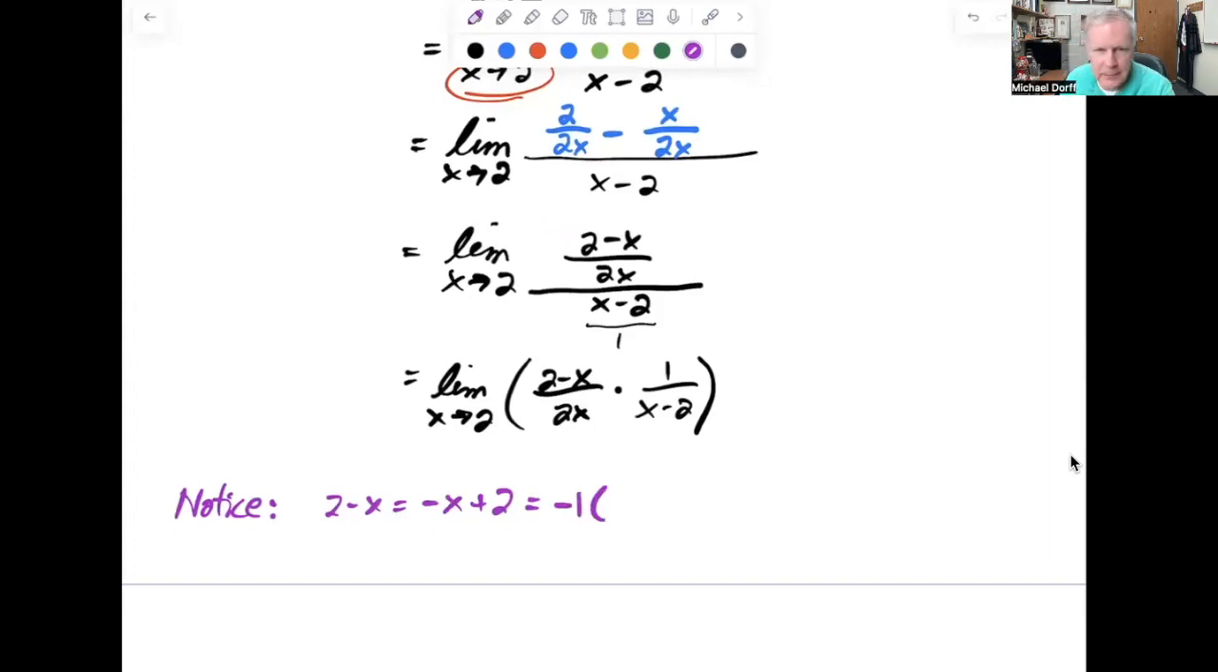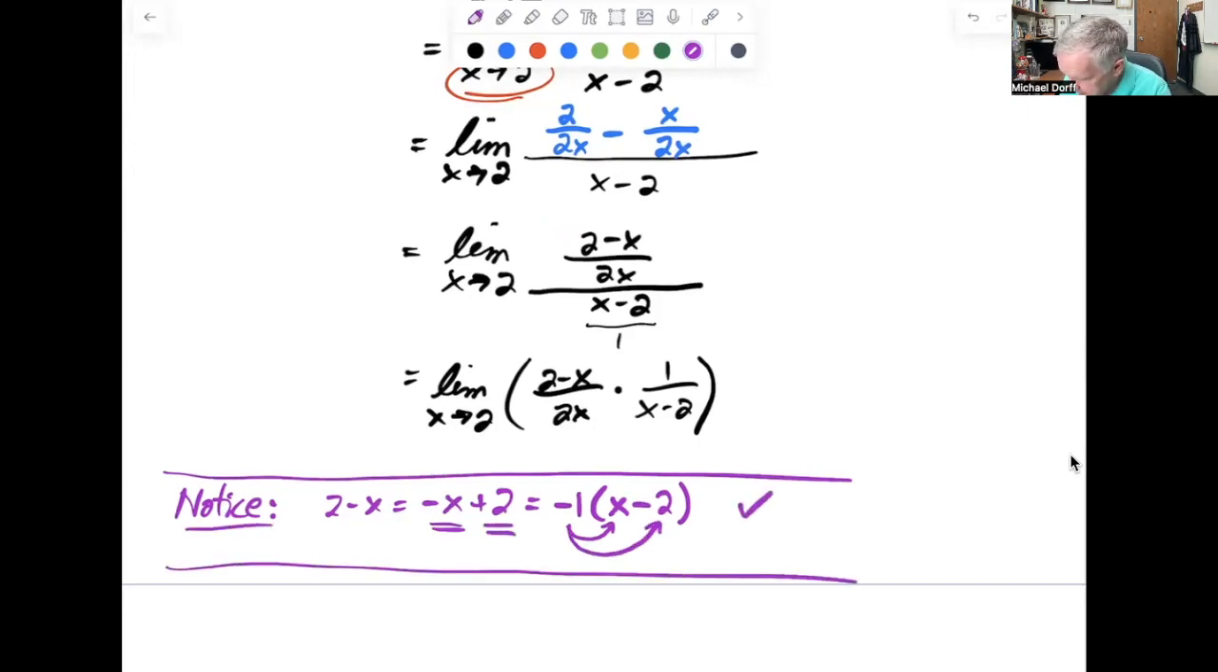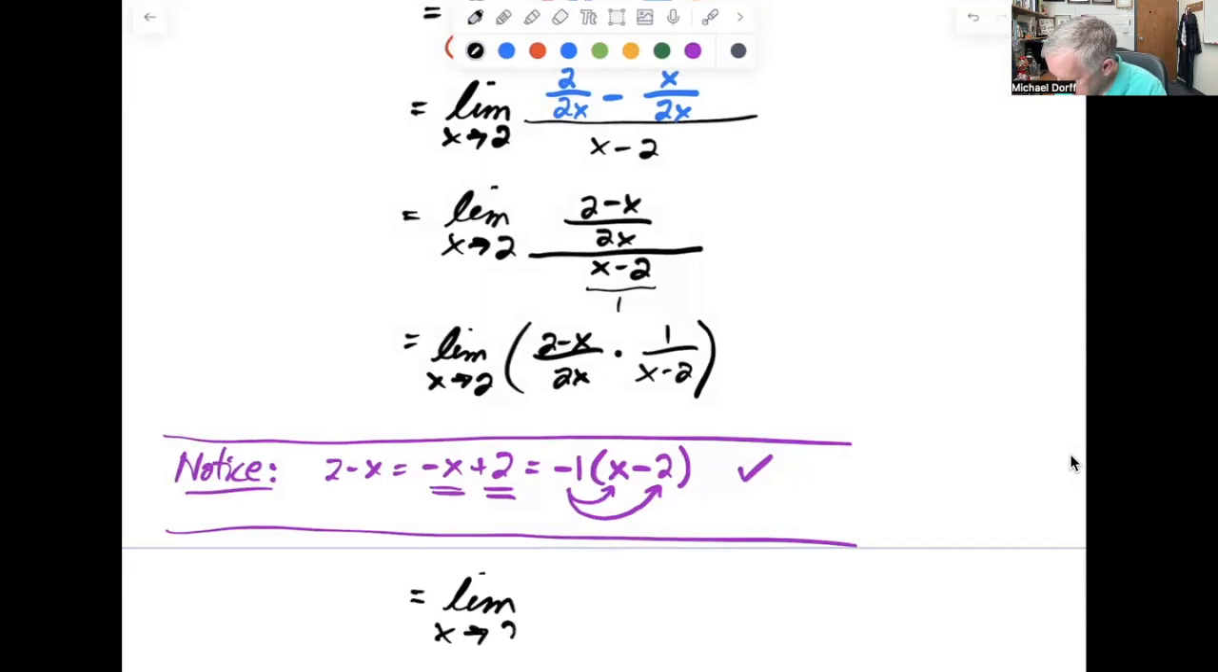When I take out a negative 1 from negative x, that gives me an x. And if I take out a negative 1 from a positive 2, that's going to give me a minus 2. I can check that that's correct, because if I multiply negative 1 by x, I get a negative x. And if I multiply a negative 1 by a negative 2, I get a positive 2. So this is correct.